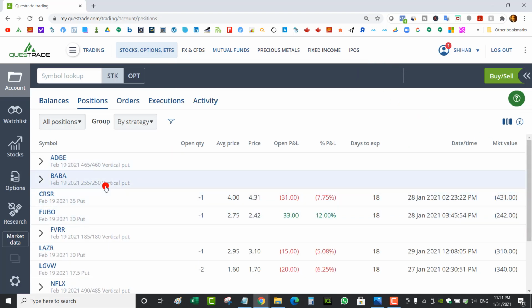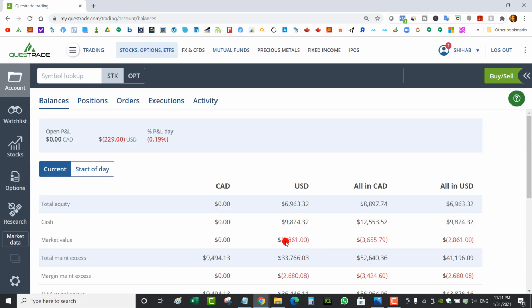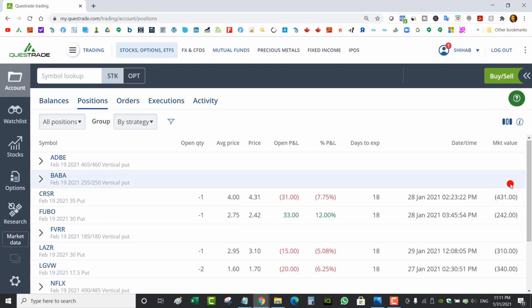So you can see market value for Corsair, for example. This is a naked put. Now the price right now of that put option, I sold it for $4, but the price right now is $4.31. I did one contract, so that's times 100. So the market value of this put option is negative 431. So that adds up to what you see here, negative 2,861 US. That comes from the value of all my positions. The value of this put option is 431, but it doesn't mean that I'm down $431 because I collected $4. Right now I'm currently down $31, but it's an unrealized loss.